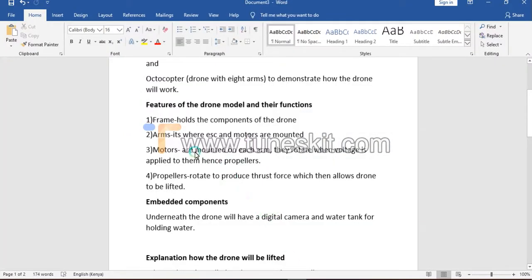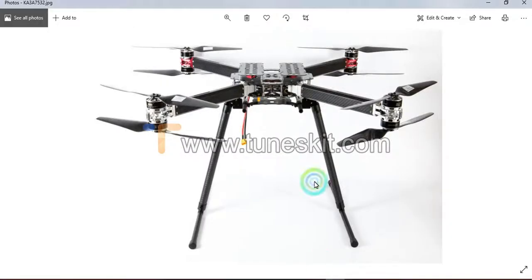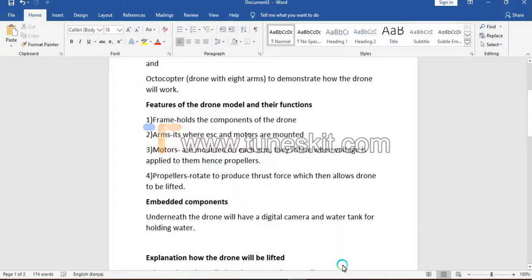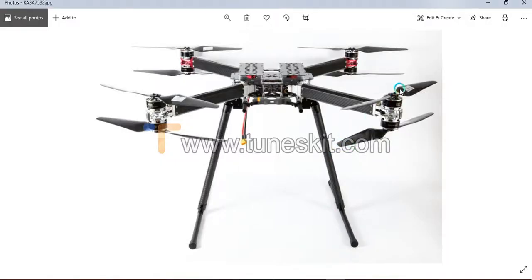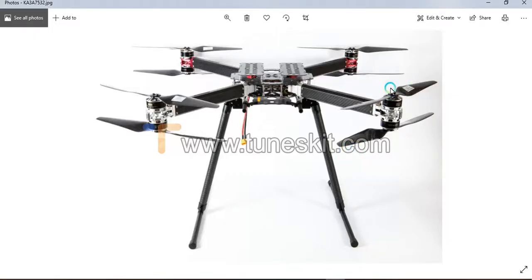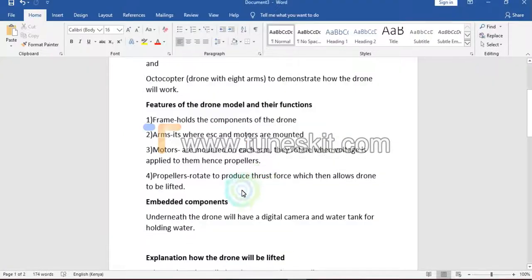So another one is the arms, which is here. These ones are the arms, and we also have the motors. These ones here, there are 4, and then we have the propellers. These ones here, the propellers.